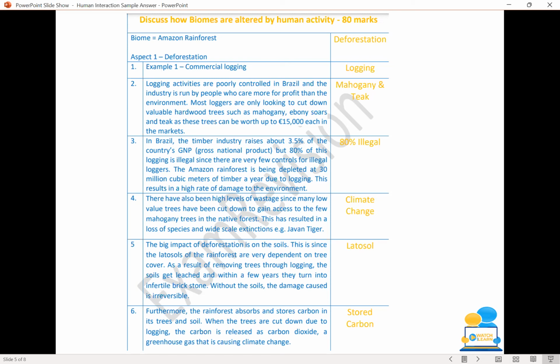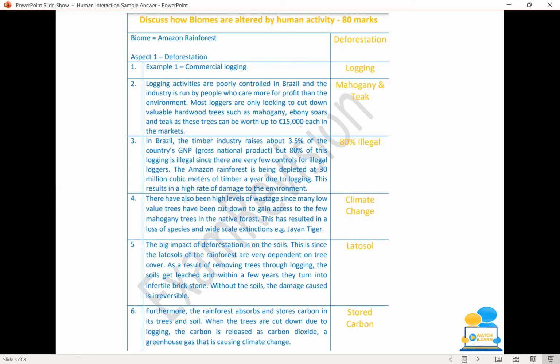Point 6 is about stored carbon. Furthermore, the rainforest absorbs and stores carbon in its trees and soil. When the trees are cut down due to logging, the carbon is released as carbon dioxide, a greenhouse gas that is causing climate change. So that'll be the first aspect or section that we will be talking about in terms of human activities and how they alter the biomes. And that first aspect, deforestation, you've definitely got 6 SRPs, if not more, in there, and it's a well-structured answer.